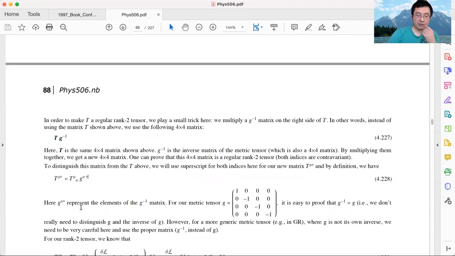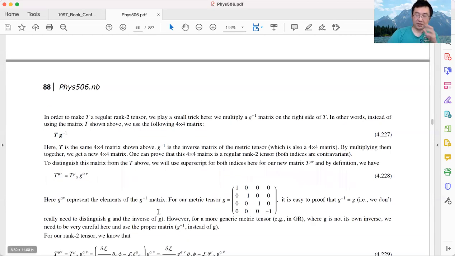Another small thing I want to mention is that in special relativity, this is our G matrix, and you can easily verify that in special relativity, G inverse and G are actually the same matrix. So it doesn't really matter whether you multiply G or G inverse here because they are the same matrix. However, if you are dealing with general relativity, G and G inverse would in general not be the same matrix. And there you will notice that you have to multiply the G inverse matrix. So for us, it doesn't really matter, but for general relativity, you need to be very careful. You have to multiply G inverse, not G.